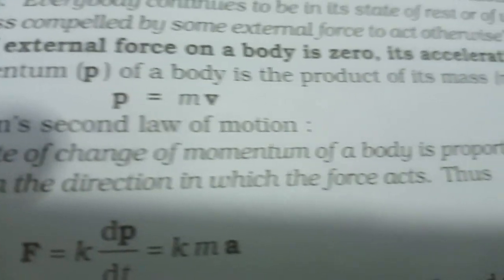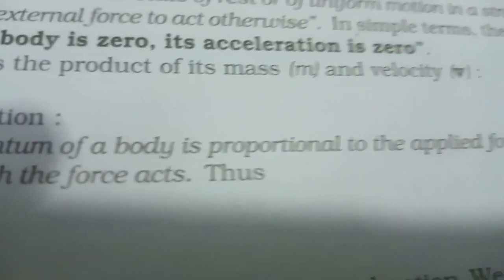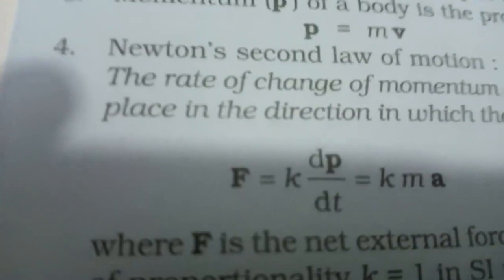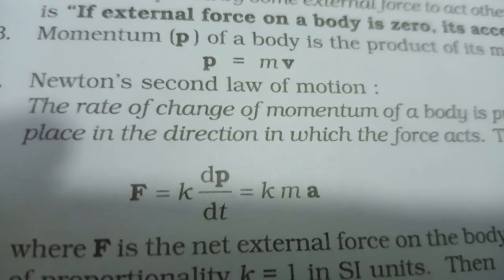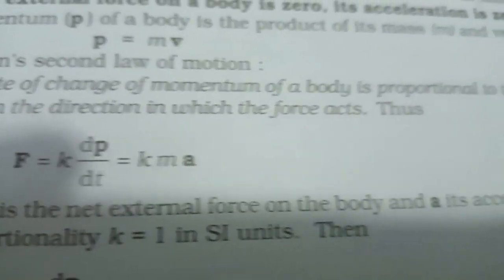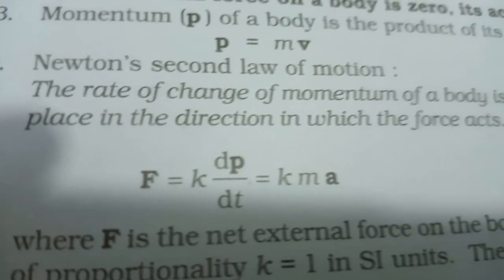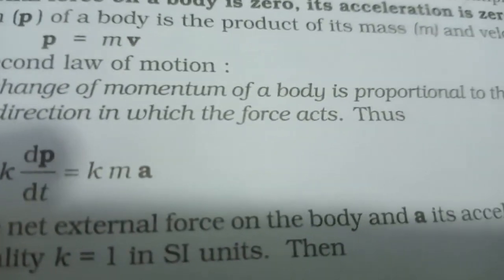Momentum p of a body is the product of its mass m and velocity v. p is equal to mv. Newton's second law of motion: the rate of change of momentum of a body is proportional to the applied force and takes place in the direction in which the force acts.